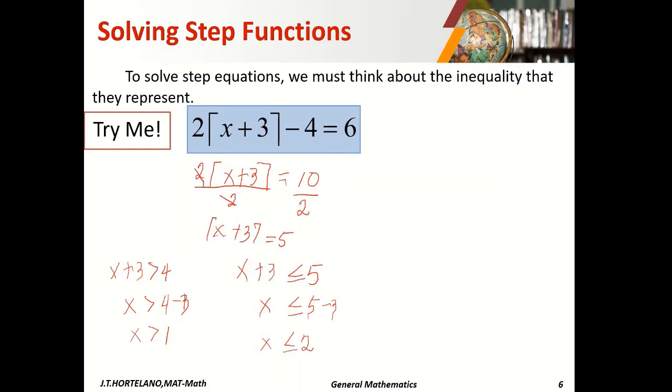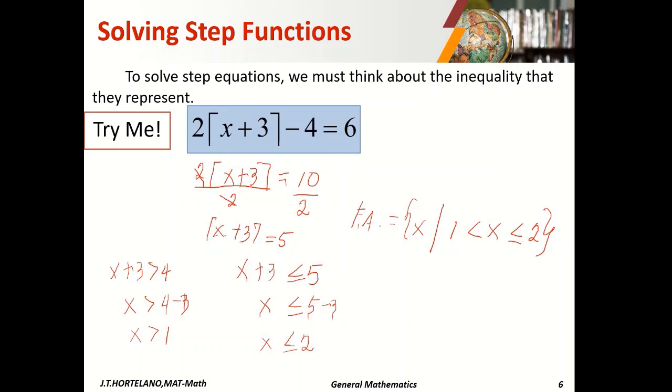Para makuha natin yung mga values needed ng step equation natin, we need to consider the values which are greater than 1 but less than or equal to 2. So how do we write that in our solution set? So this will be our final answer. Okay, let's denote FA be our final answer. So our final answer would be set of all x such that x is greater than 1 but less than or equal to 2.